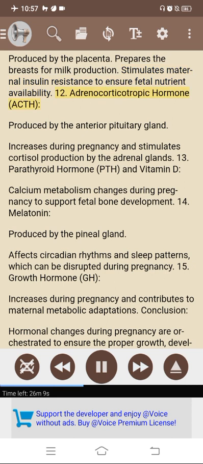12. Adrenocorticotropic hormone (ACTH). Produced by the anterior pituitary gland. Increases during pregnancy and stimulates cortisol production by the adrenal glands. 13. Parathyroid hormone (PTH) and vitamin D. Calcium metabolism changes during pregnancy to support fetal bone development. 14. Melatonin. Produced by the pineal gland. Affects circadian rhythms and sleep patterns, which can be disrupted during pregnancy. 15. Growth hormone (GH). Increases during pregnancy and contributes to maternal metabolic adaptations.